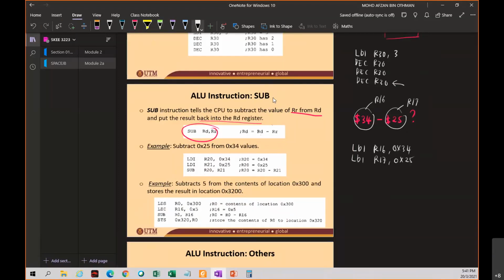R17 0x25. And then here kat sini penting. Kamu kena tengok yang mana satu kamu nak subtract. Is it R16 tolak R17 atau R17 tolak R16? In this case, R16 tolak R17. So SUB R16, R17.